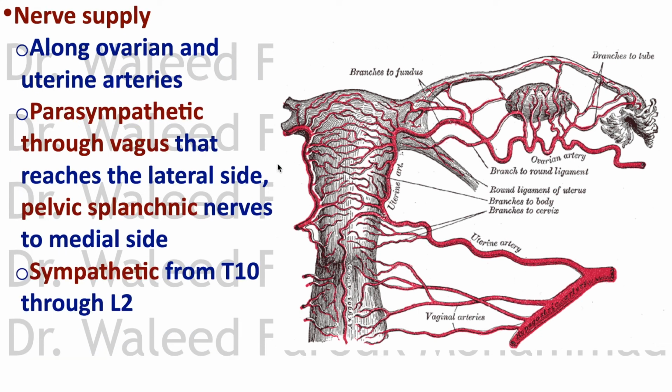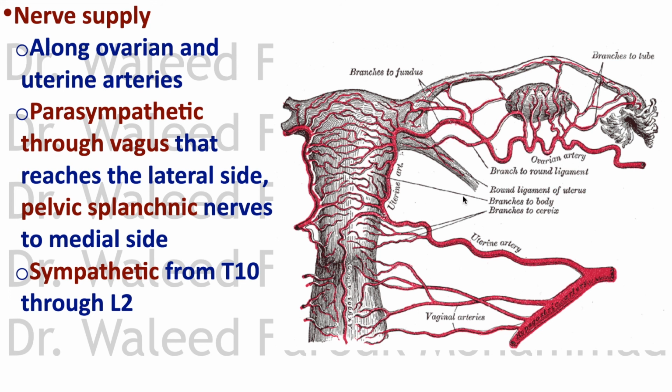The nerve supply of the tube runs along the ovarian and uterine arteries. The parasympathetic, because it comes through the ovarian vessels, brings branches from the vagus to the lateral side. Remember that the vagus reaches the level of the superior mesenteric vessels approximately, but does not reach the level of the inferior mesenteric. At the level of the superior mesenteric, there are the gonadal vessels. The vagus shares in the supply through the ovarian artery, and the pelvic splanchnic nerves supply the medial side. How did it reach there?